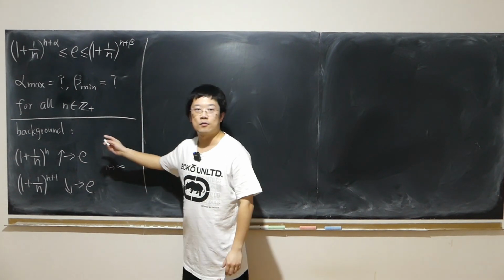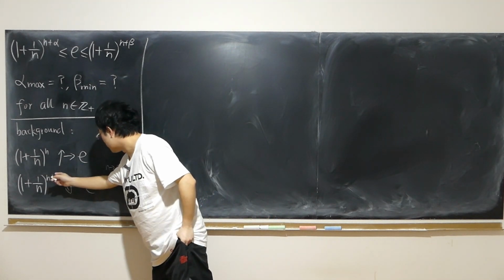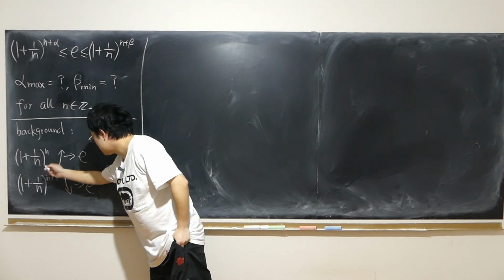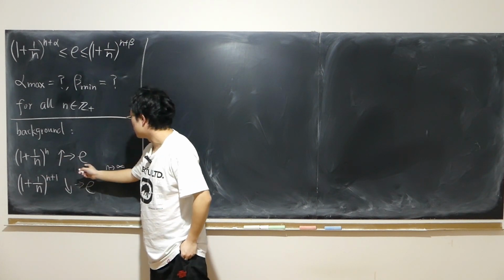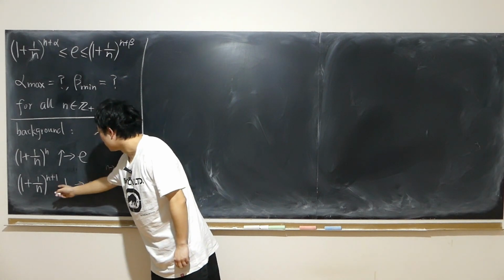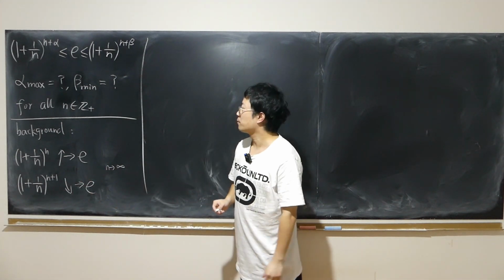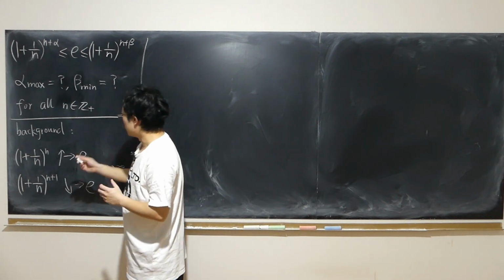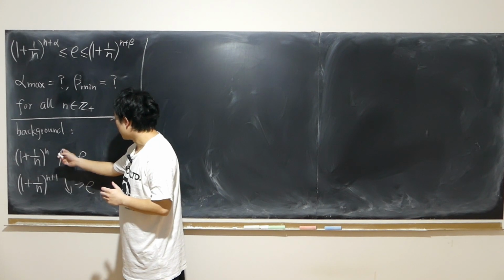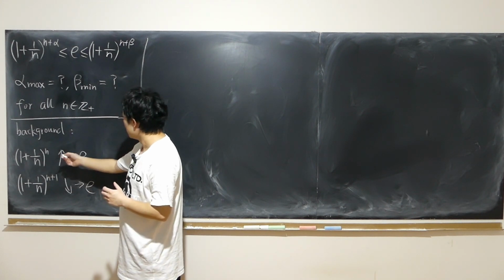Now, the background of this question is a basic fact from analysis: this sequence is monotonically increasing, approaching e, and that sequence is monotonically decreasing, approaching e as n approaches infinity. So naturally, we're interested in finding out, since this sequence is increasingly approaching e, that this sequence is less than or equal to e.